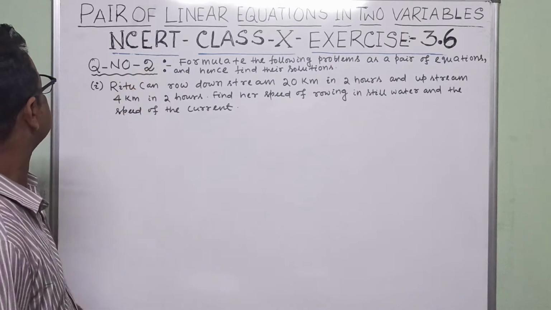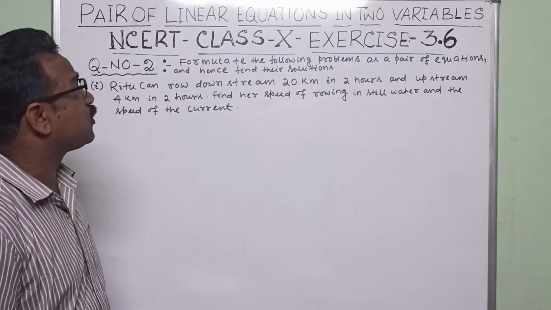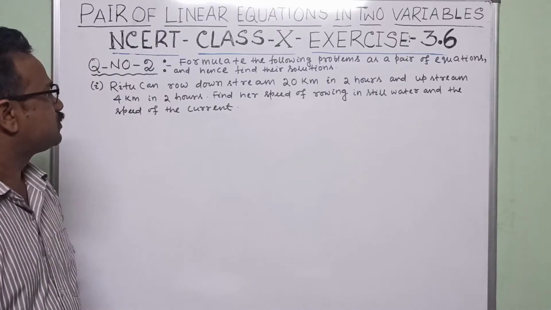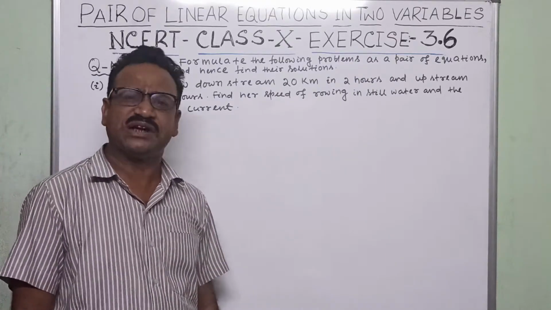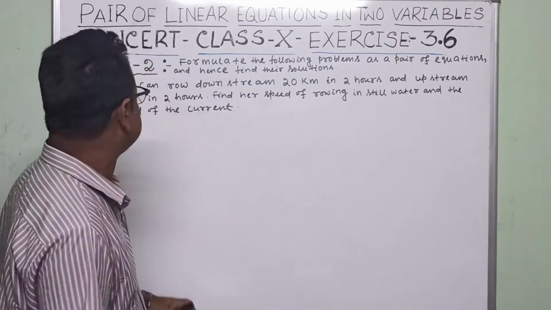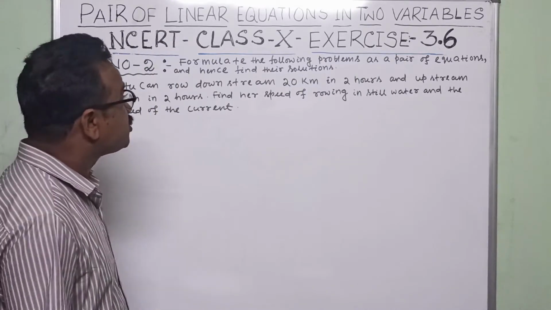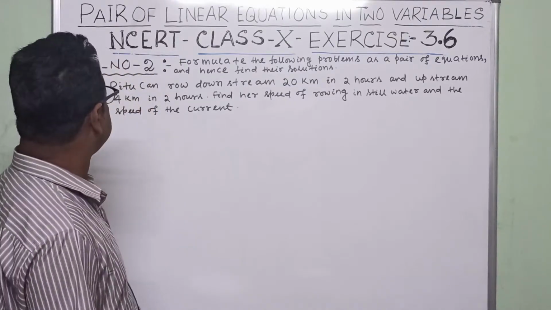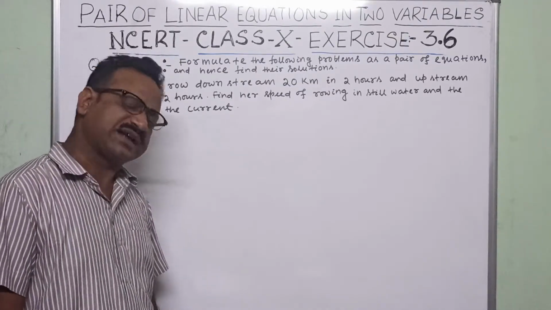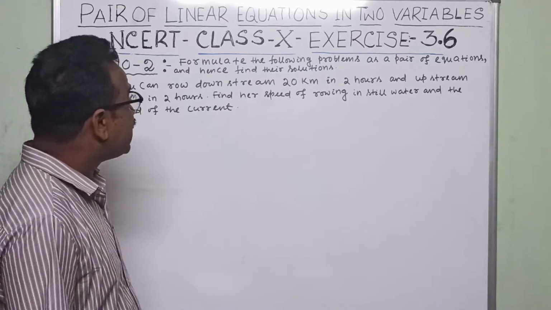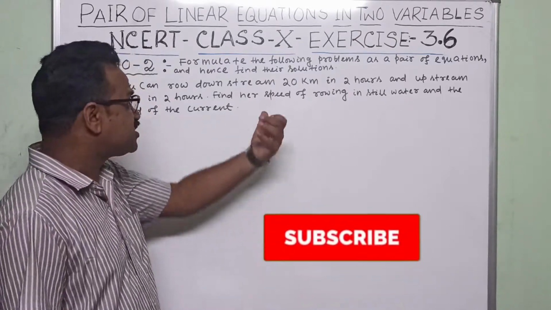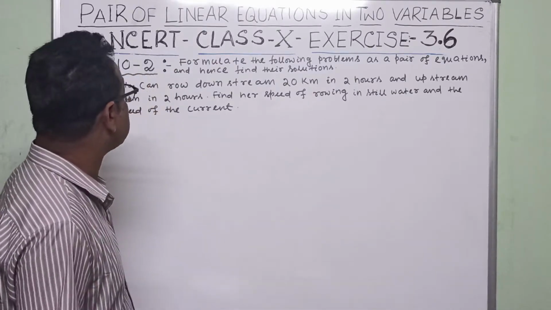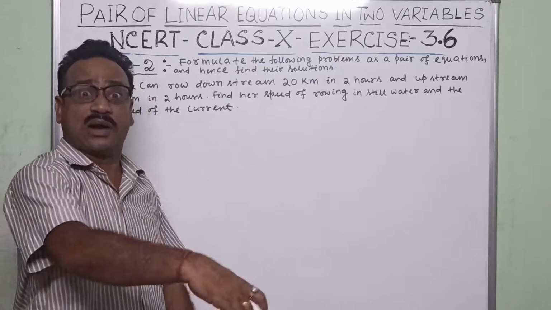Question number 2. What is given? Formulate the following problems as a pair of equations and hence find the solutions. So let's see what is given in part (i). Ritu can row downstream 20 km in 2 hours and upstream 4 km in the same 2 hours. Find the speed of rowing, that means Ritu's speed of rowing in still water and the speed of the current. Current means flowing water. Okay.